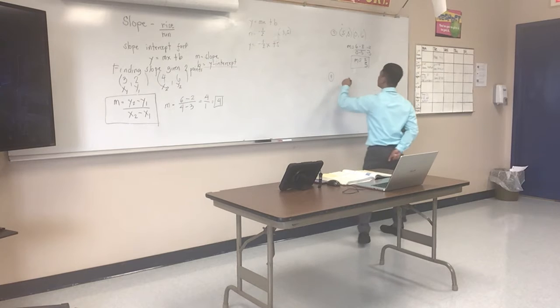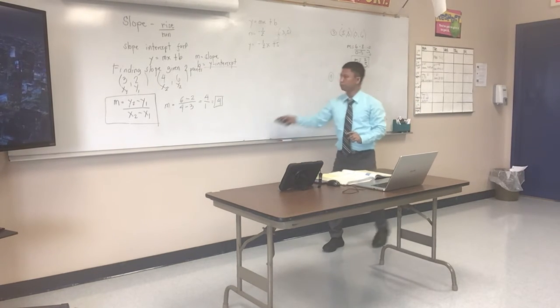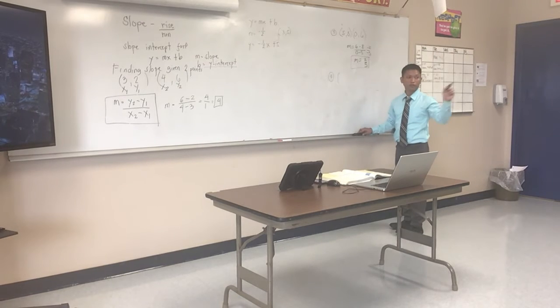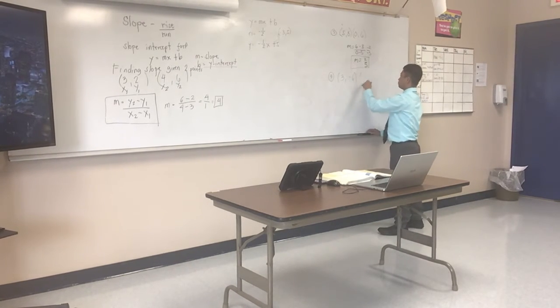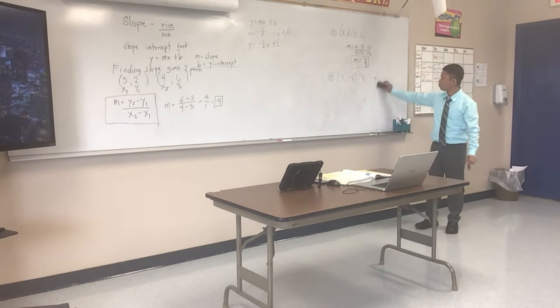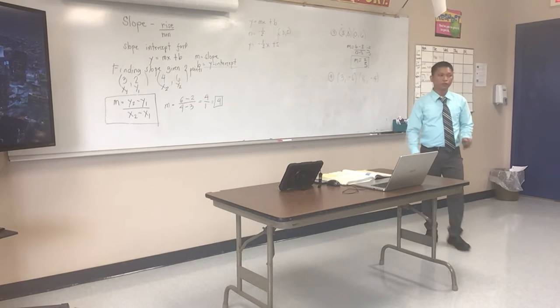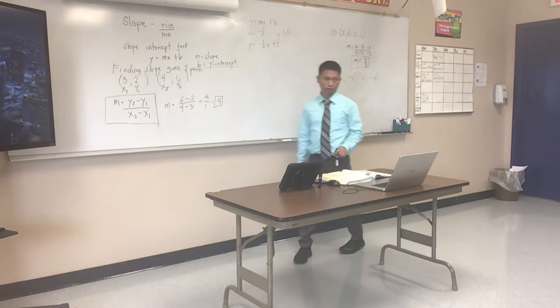Okay, we can solve on the board here the slope and the equation. Who can find the slope of the line with the ordered pairs? We have (3, -6) and (8, -4).